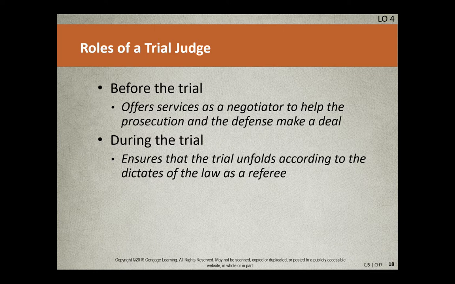When the trial starts, the judge has more of a role of a referee. In this role, he's responsible for seeing that the trial unfolds according to the dictates of the law and that the participants in the trial do not overstep any boundaries. He's really playing this referee role.